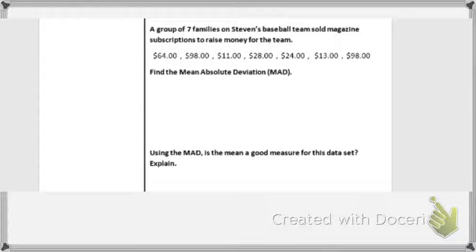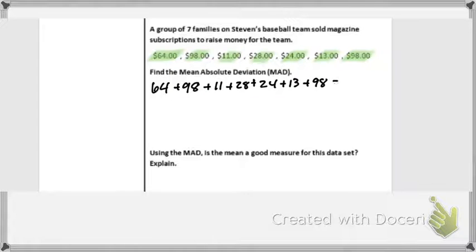Okay, let's go ahead and do another question. Let's do this one. It says, a group of 7 families on Stephen's basketball team sold magazine subscriptions to raise money for their team. And so we got 1, 2, 3, 4, 5, 6, 7. We have 7 data values, and we're going to find the mean absolute deviation. So first I need to add all these numbers and divide by how many there are. Okay, that's our first step.